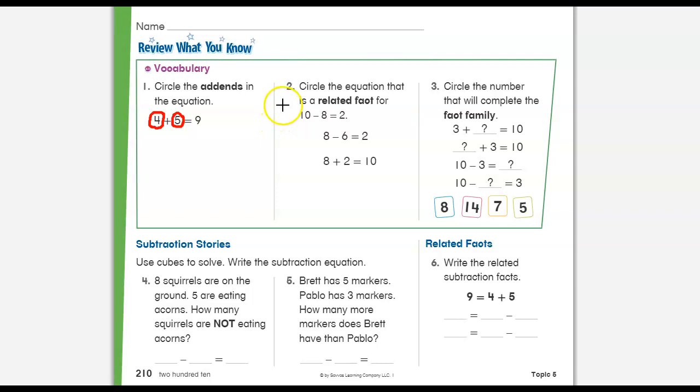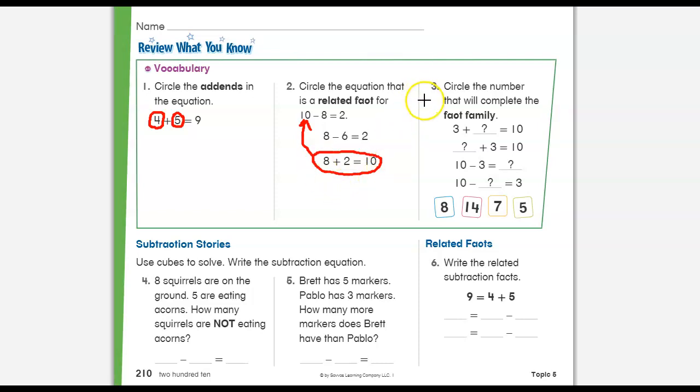On number 2, the related fact to 10 minus 8 equals 2 is 8 plus 2 equals 10. These are related facts because both of these equations have a 10, an 8, and a 2. That makes them a related fact.